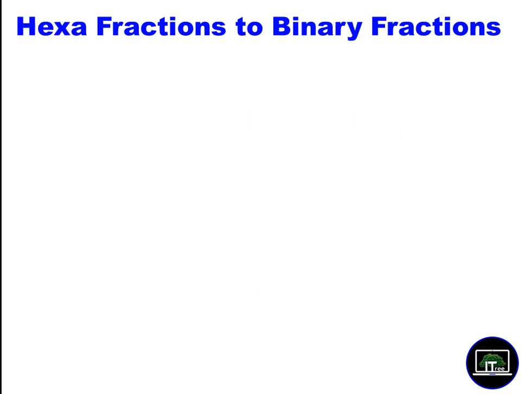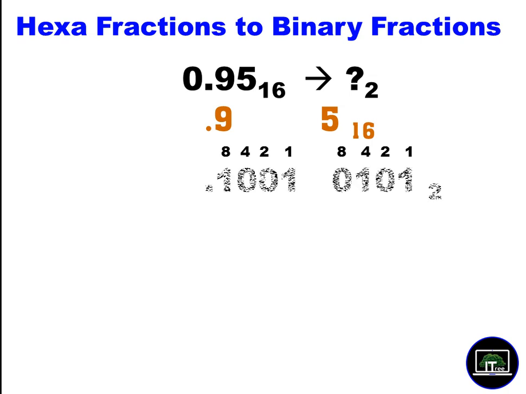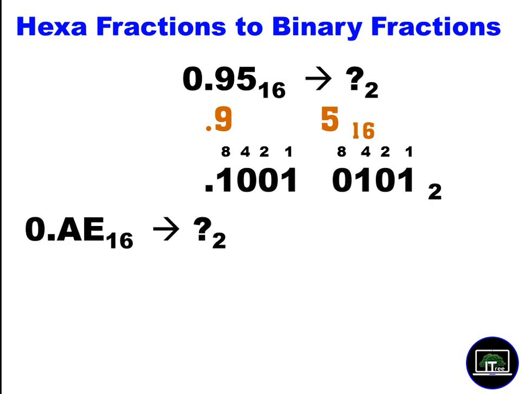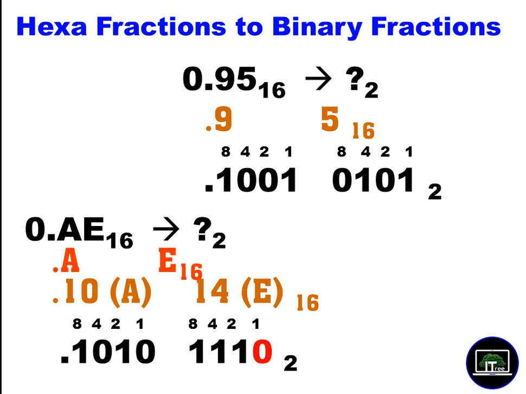We are discussing hexa fraction to binary. The technique is to write with 4 digits. 9 is 1001, 5 is, with 4 digits, 0101. Now you look at this one. A is 10, E is 14. Remember that the last digit should be written there.